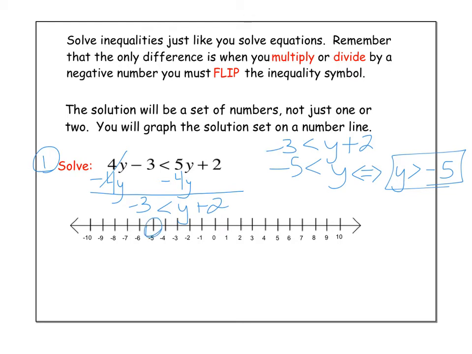-5 gets an open circle, ladies and gentlemen, when we have to graph on a number line. If it doesn't have the equal sign underneath the inequality symbol, it gets an open circle. And because we are greater than, we're going to go out towards infinity. Every number bigger than -5 is part of this solution.